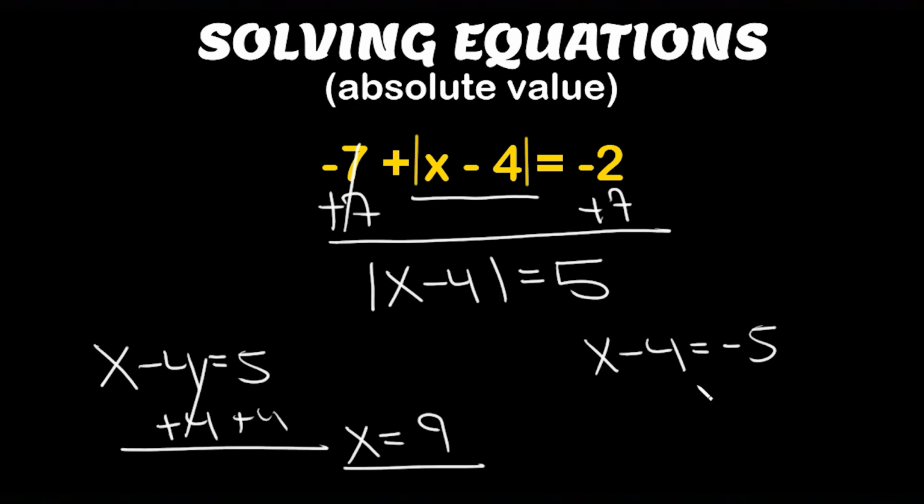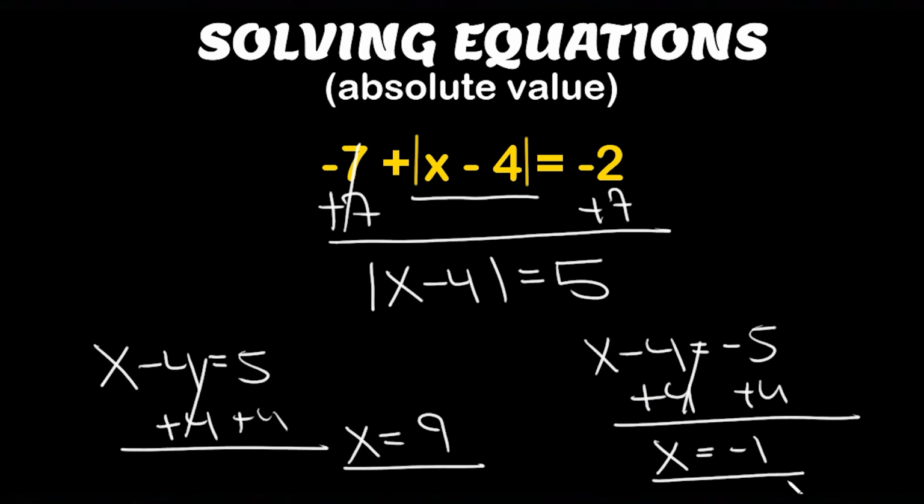Okay, so there's one of them. Add 4 here. And we get x is equal to negative 1. So there we go. Done. So I get 9 and negative 1 here.